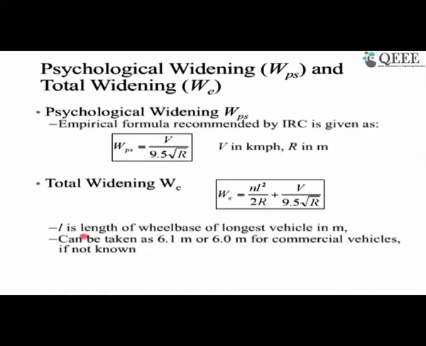Now L is the length of the longest wheelbase. Generally, if it is not given, if you don't know, it can be taken as 6.1 meters or 6 meters for a commercial vehicle, and then it can be estimated. So this is for the extra widening. We already talked about the super elevation and the curve radius. We had discussed how to get that, and also we looked into the extra widening which is needed in the curve.